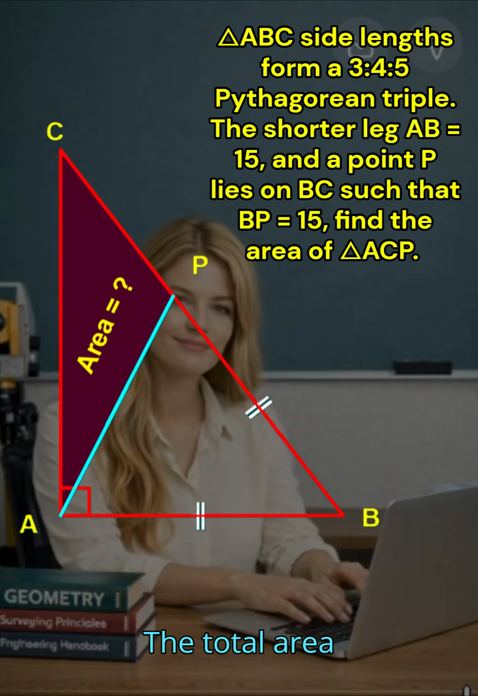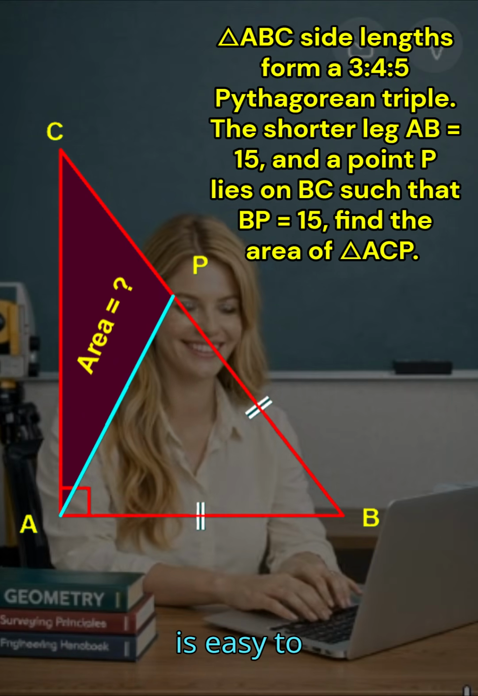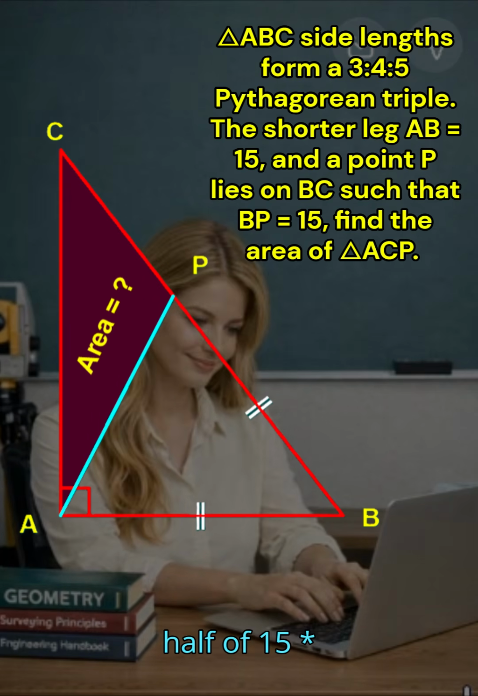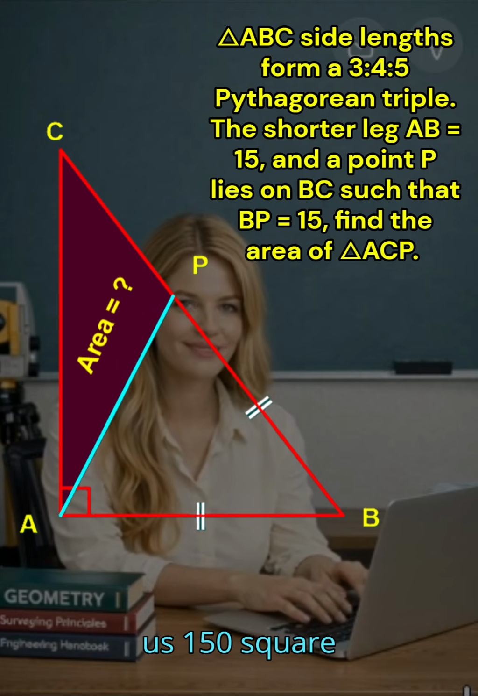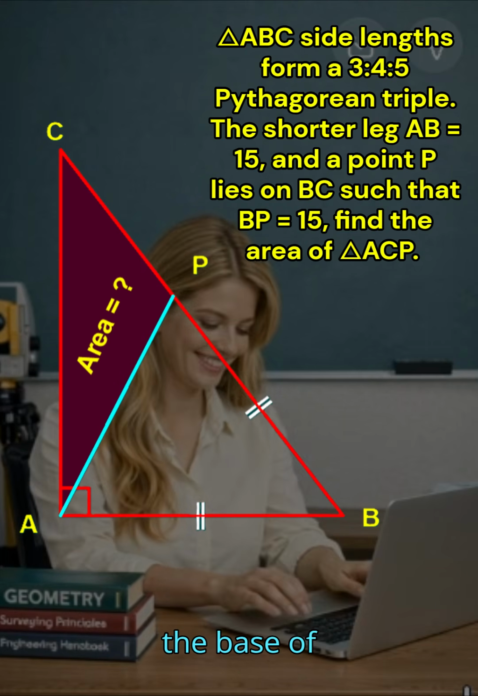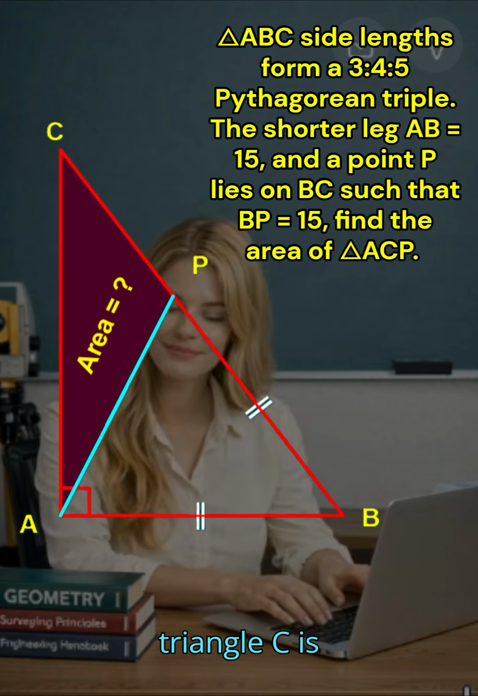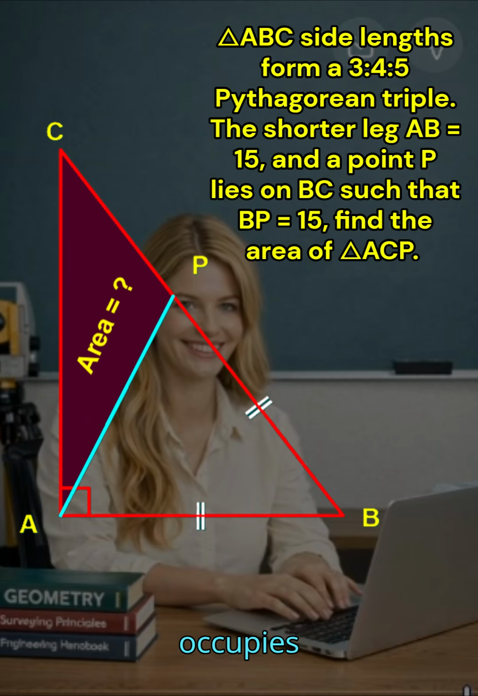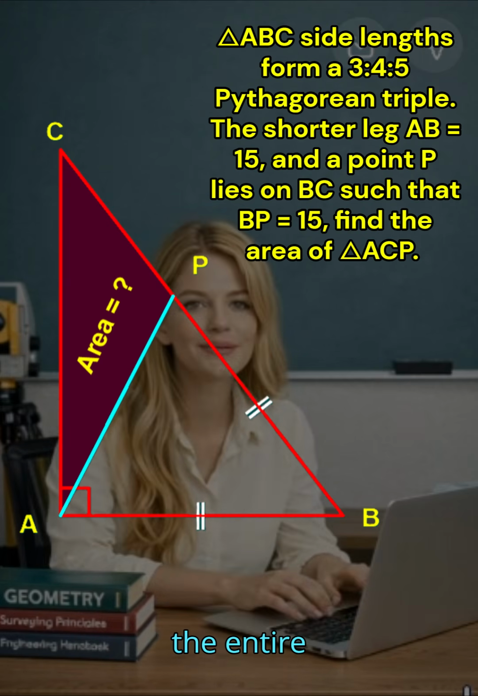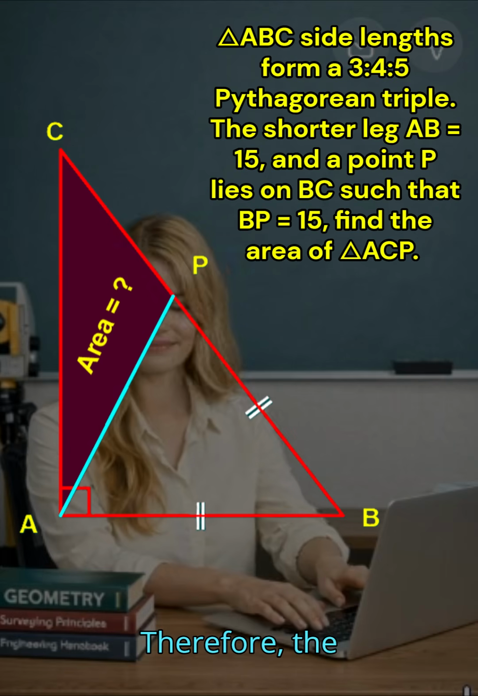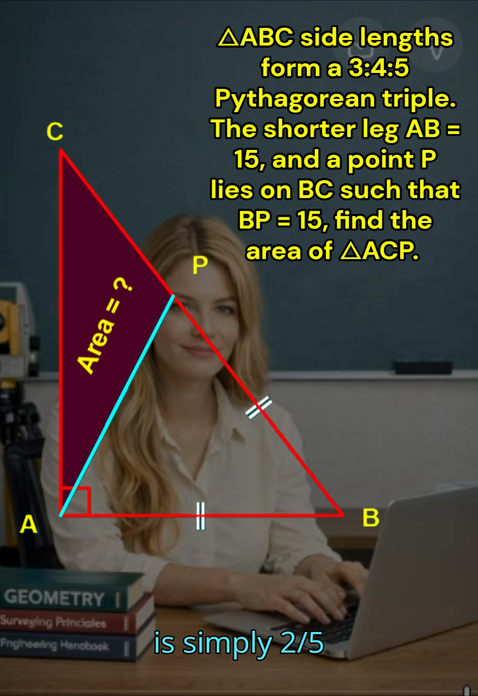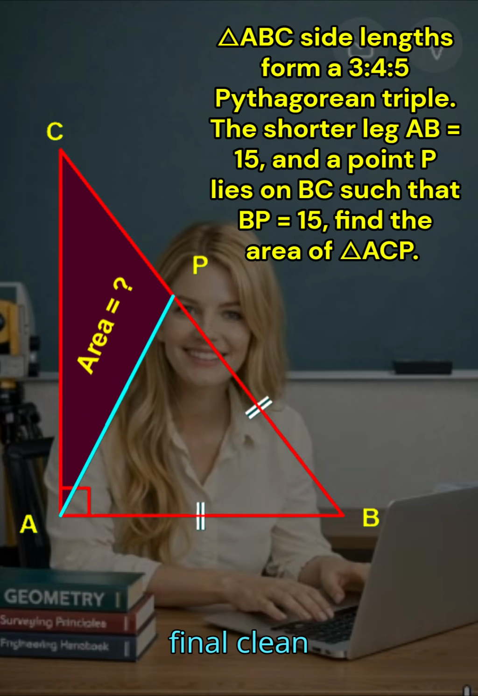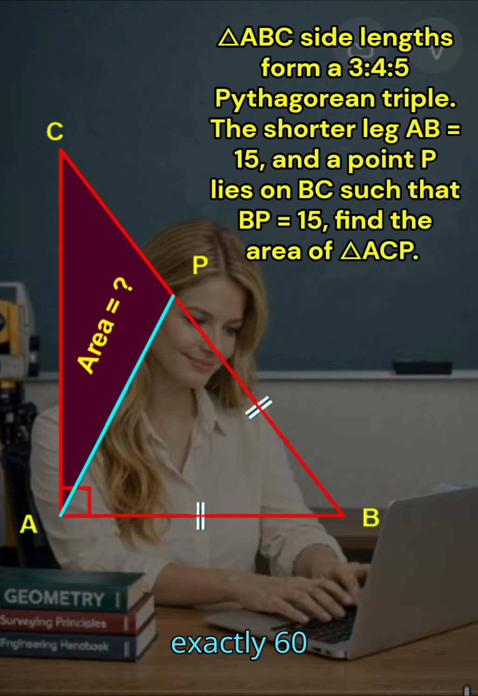The total area of our large right triangle is easy to find, half of the base times the height, or half of 15 times 20, which gives us 150 square units. Because the base of our smaller triangle, PC, is 10 units out of the total 25-unit hypotenuse, it occupies exactly 2/5 of the entire base. Therefore, the area of triangle ACP is simply 2/5 of the total area of 150, giving us a final, clean answer of exactly 60 square units.